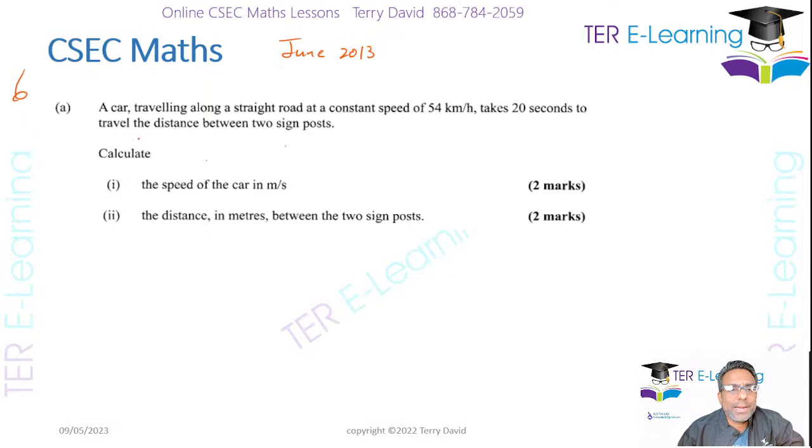Now, a car is traveling along a straight road at a constant speed of 54 kilometers per hour. It takes 20 seconds to travel the distance between two signposts. Calculate the speed of the car in meters per second.